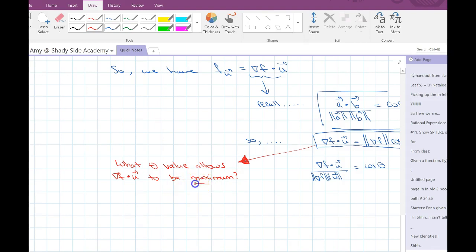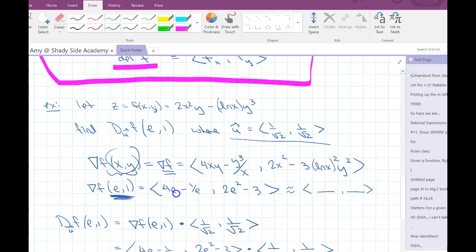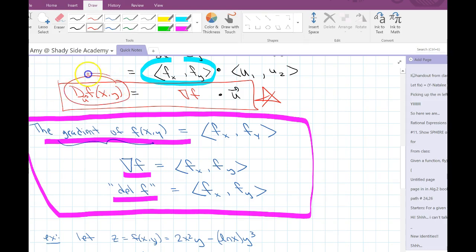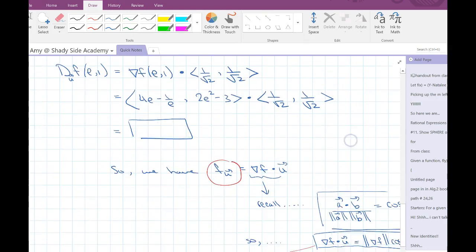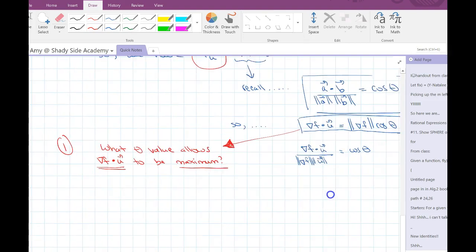Okay, maximum. And this quantity that we speak of is, again, don't forget, the directional derivative of f in the direction of u, right? Or this version, or the general one. Here, okay? That, right? Okay, what value of theta, that's question number 1 to you. What value of theta allows del f dot u to be maximum?